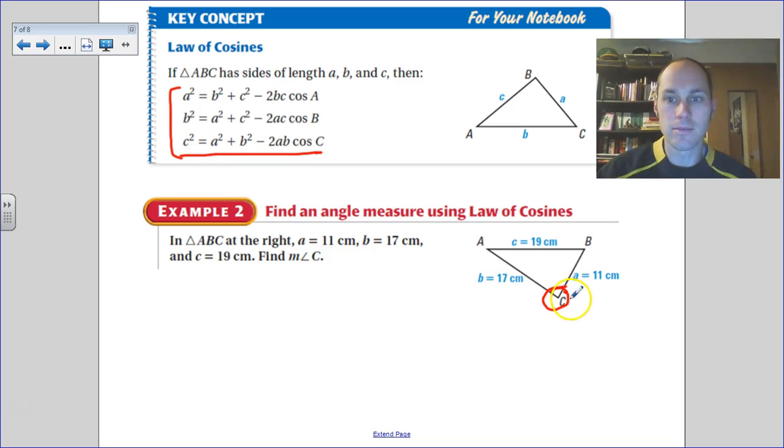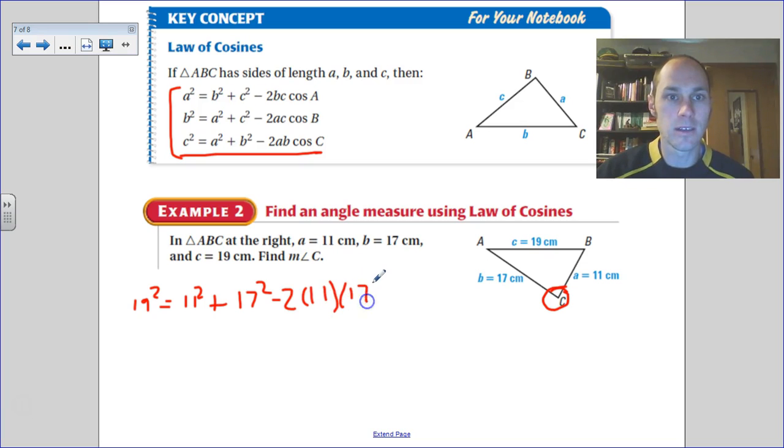So C squared. It's always the one opposite from C. So let's say this was called angle D. We would call this one D squared. So this will be 19 squared equal to A squared, 11 squared, plus B squared minus 2 times A, which is 11, times B, 17, times cosine of C, which we don't know yet.